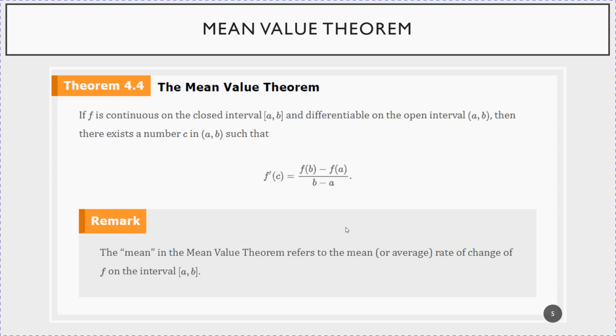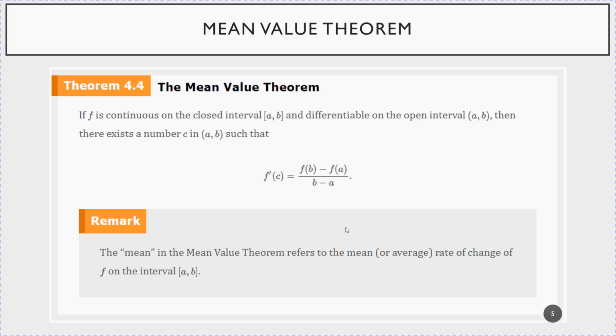So the mean in the mean value theorem refers to the mean or average rate of change of f over the interval from a to b. So what the mean value theorem says is, if you look at the average rate of change of f from a to b, there has to be at least one c, such that the derivative evaluated at that c is equal to the average rate of change. That's all that means with this mean value theorem.